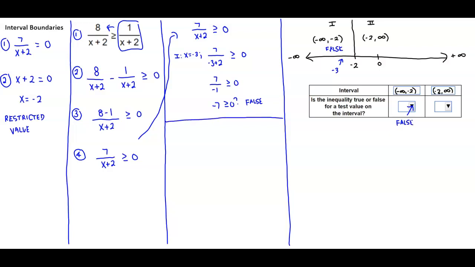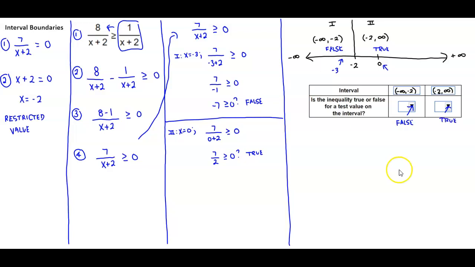Okay, let's take a look at region number 2. We're going to pick x equals 0 and then plug it into the inequality. So it's 7 over 0 plus 2. We want to see if that's greater than or equal to 0. Well, that becomes 7 over 2. And that is a positive fraction, which is greater than 0. So we know it's going to be true for interval number 2. So it's true here.